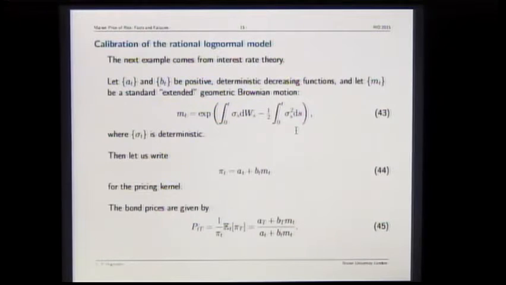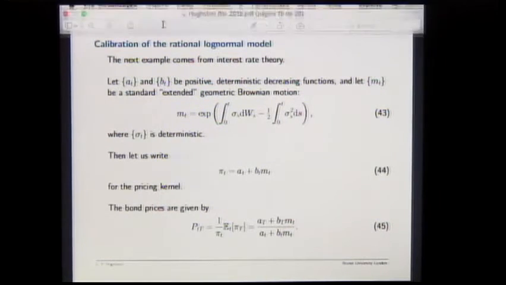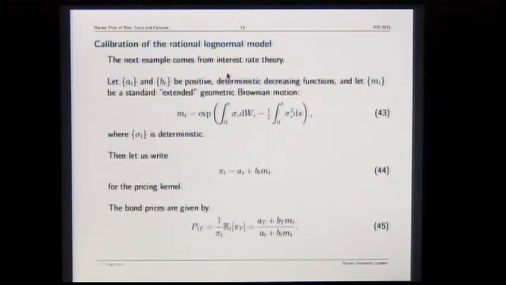This will be an example coming from interest rate theory, and we'll look at the rational lognormal model. The reason why we look at this model is not because we necessarily think that it's a realistic model, but because one can do the calculations explicitly and one can illustrate certain principles in a way that is direct rather than having to infer the results in a roundabout way. So here's the rational lognormal model.